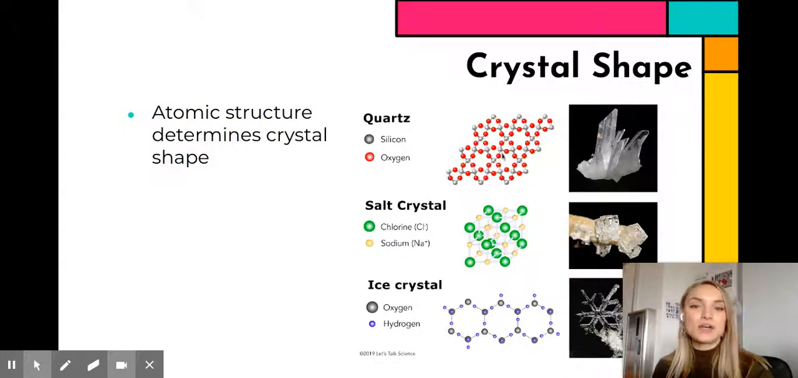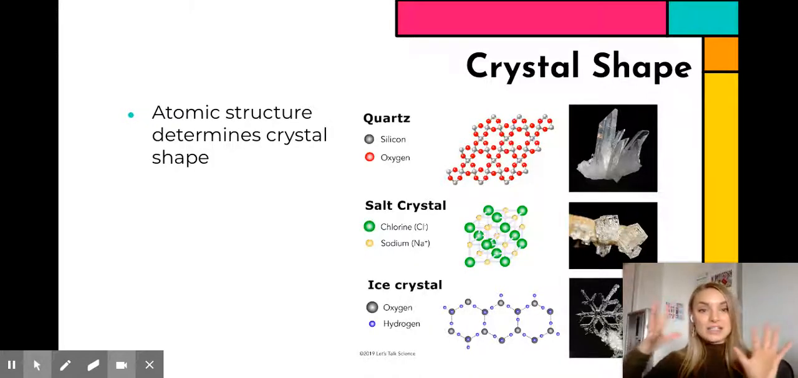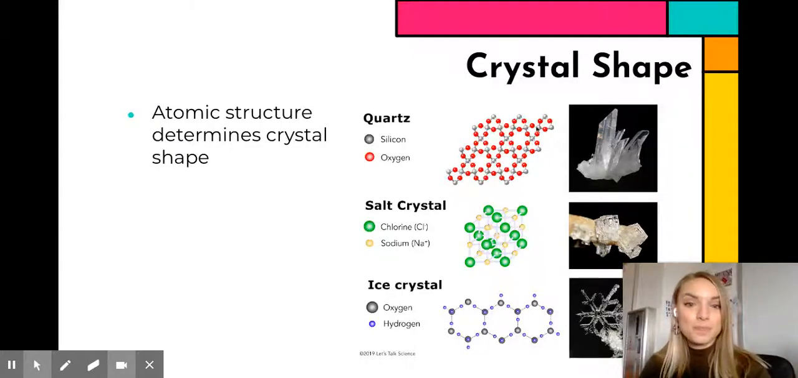If we look at quartz, quartz is made up of silicon and oxygen. And on a microscopic level, this is how the atoms arrange themselves. And if you look at that, it looks an awful lot like this crystal right here. It's kind of at an angle, and it's got different facets, different faces, because of how all of these atoms are arranged.